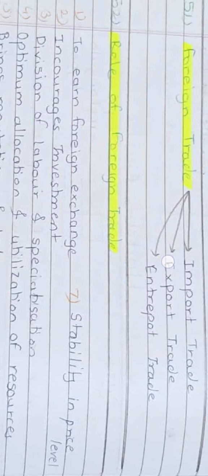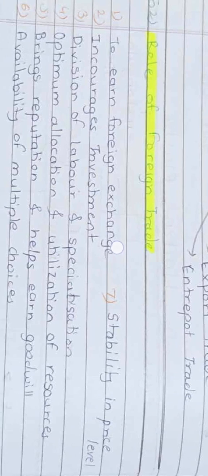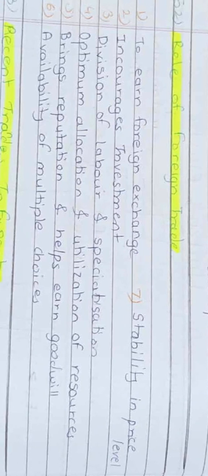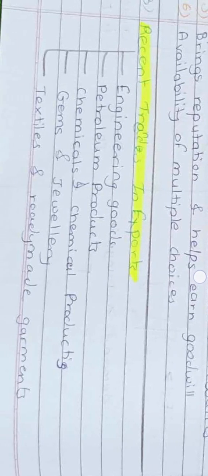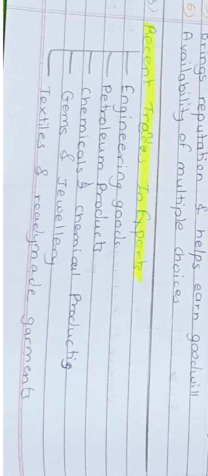Next is the role of foreign trade. First is to earn foreign exchange. Second is to encourage investment. Third is division of labor and specialization. Next is optimum allocation and utilization of resources. Next is that it brings reputation and helps earn goodwill, availability of multiple choices, stability in price level, etc. Now let's see the recent trends in exports: engineering goods, petroleum products, chemicals and chemical products, gems and jewelry, textiles and ready-made garments.